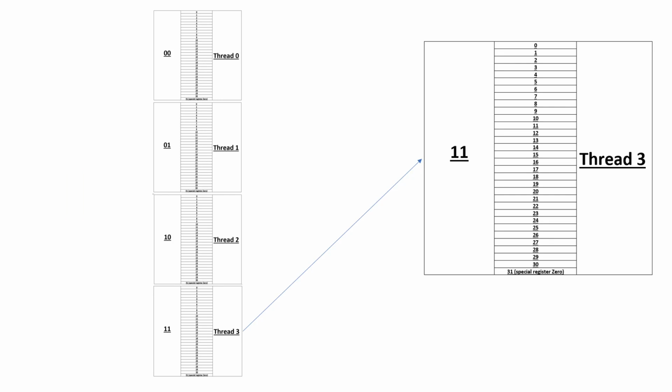Here we see the register file organization. With the initial 2 bits as 00, we have 32 registers, and then with 01 we have 32, and so on. That makes a total of 128 registers.